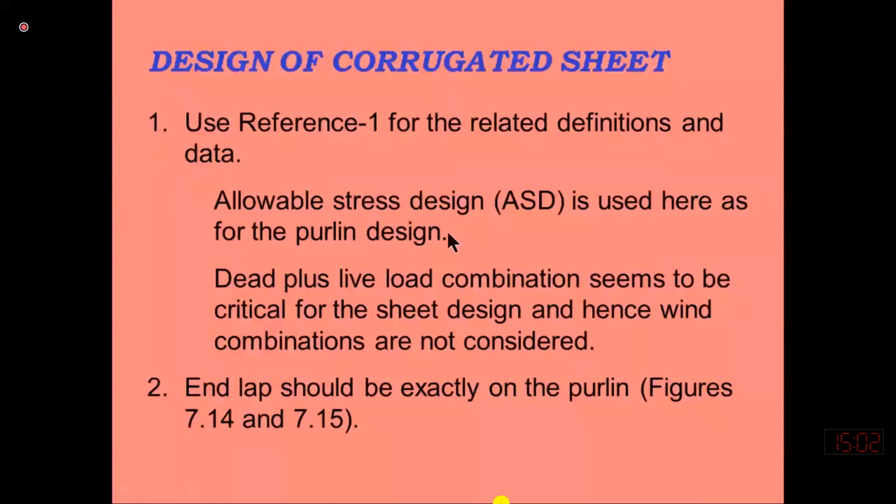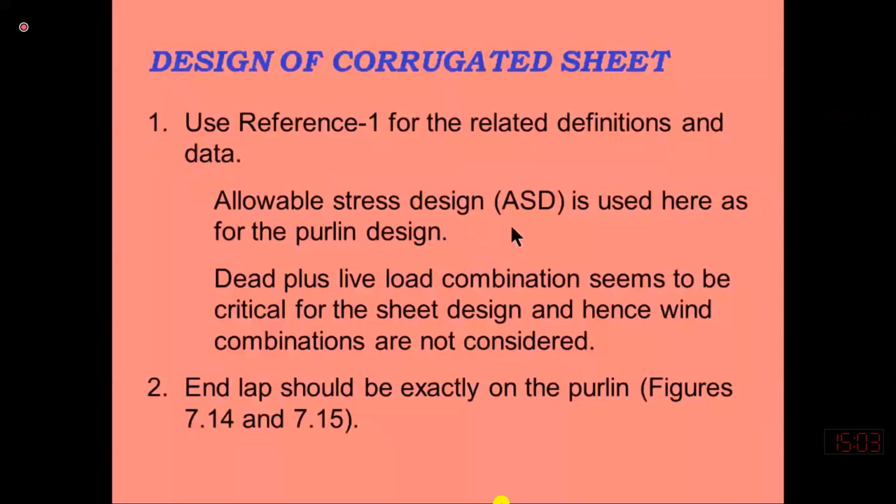The strength reduction factor or factor of safety will only be used along with the material strength. The factor of safety is 1.67, so we will divide the material strength by 1.67. The allowable stress will be 0.66 times the yield stress. We are only using the gravity load combination, because we assume that the gravity load combination will be more critical for roof sheet design. Wind load will not be critical.